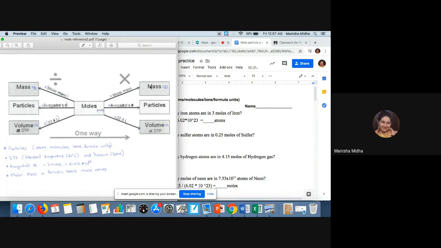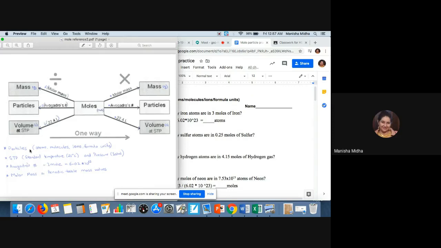And on the right hand side, you have the same three words again: mass, particles, and volumes. The way to work on this roadmap is you travel only one way, from left to right. Okay, when you go from left to right, in the middle you divide, and from when you have reached moles, from the middle to the right, you are going to multiply.